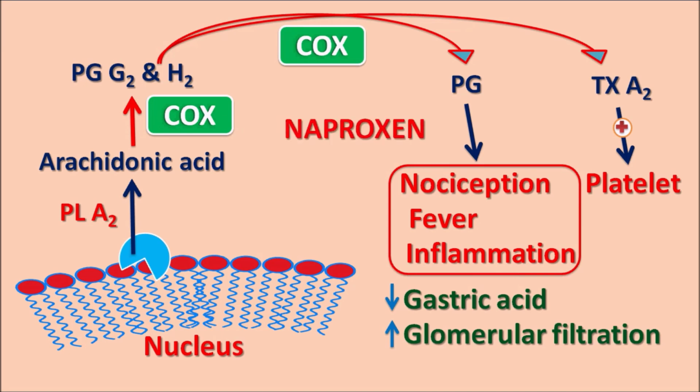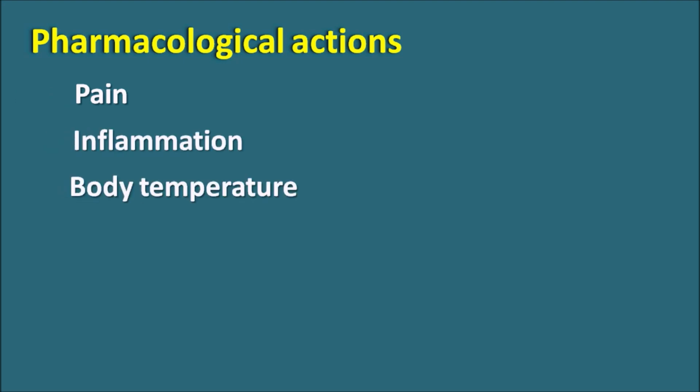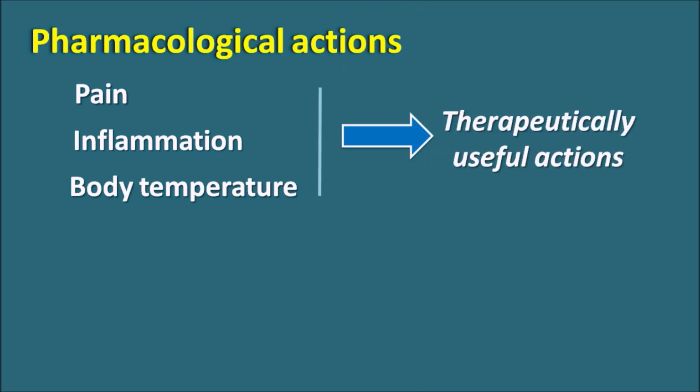So here Naproxen is one of the non-steroidal anti-inflammatory drugs which is going to inhibit the COX enzyme. Thereby it inhibits the synthesis of the prostaglandins as well as thromboxane A2. Now what are the pharmacological actions of Naproxen? Already we have seen that Naproxen is going to reduce the pain as well as inflammation and body temperature. All these are going to be reduced, which results in the therapeutic actions of Naproxen.